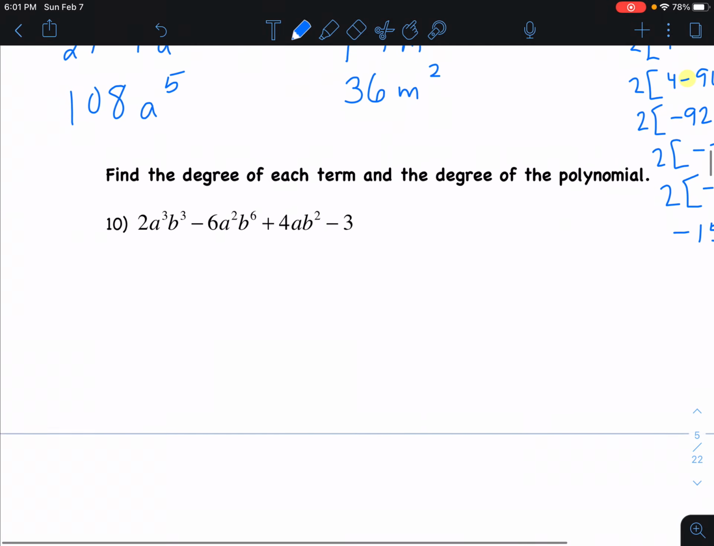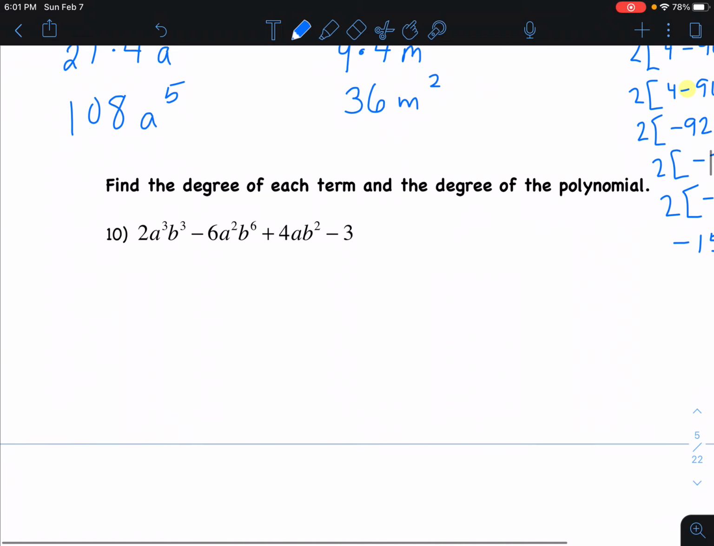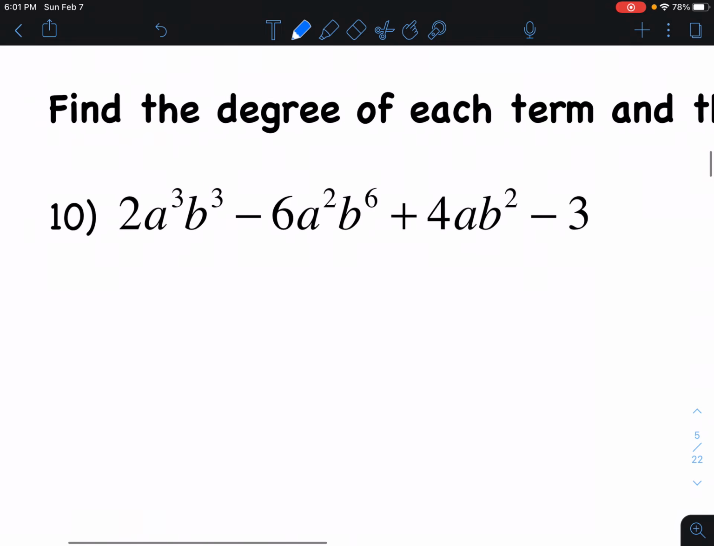And then the last problem, what we want to do, find the degree of each term and the degree of the polynomial. So it's kind of like a two-part problem, so be careful with this on the quiz. So we have multiple variables here. So each term we want to add up the exponents. So the first one has a degree of 6. Second term has a degree of 8. Third term has a degree of 3, invisible 1 plus 2. And a constant term at the end always has a 0. So please make sure on your test that you're marking each individual term.